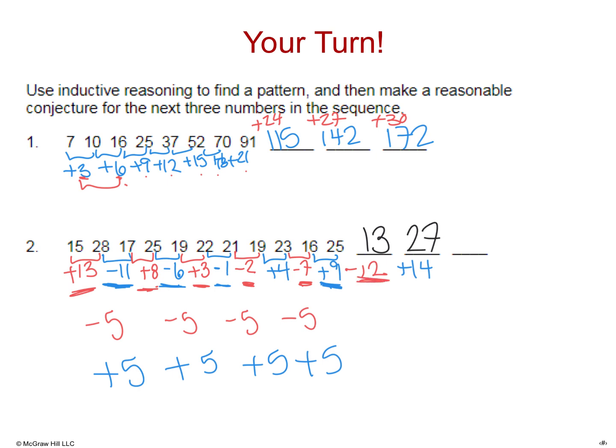And then I've got to do this negative 12 minus 5, which would be negative 17. So 27 minus 17 is 10. All right, that one was pretty intense. I don't think we give you any that are that crazy, but it is good to practice those, right?